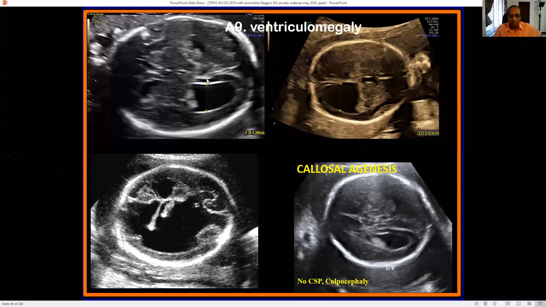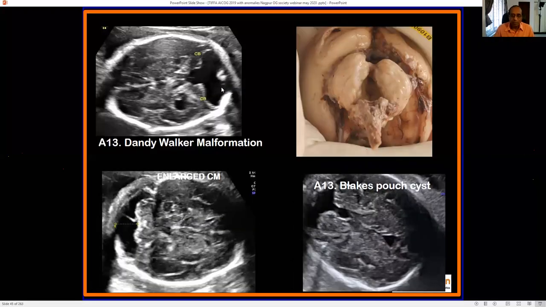Up to 15 millimeters, 10 to 12 millimeters, we call it mild. Then 12 to 15, we get moderate. And more than 15 millimeters, we call it severe ventriculomegaly. We also look at the shape of the ventricle. Here, the frontal horn and the occipital horn are both dilated. Here, the occipital horn alone is dilated, the frontal horn being pinched, and this gives you a typical diagnosis of colpocephaly or callosal agenesis.